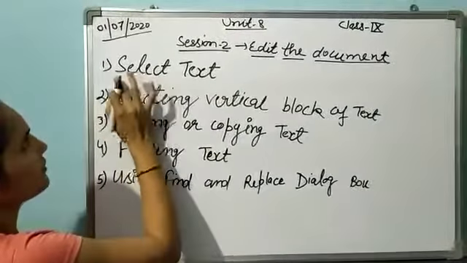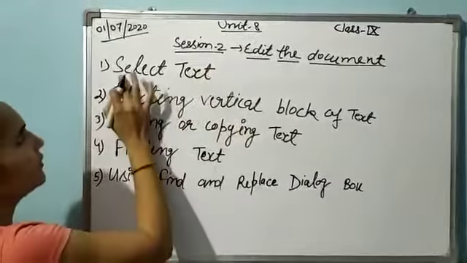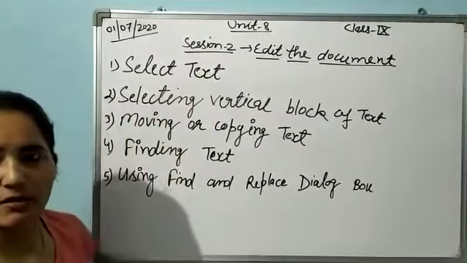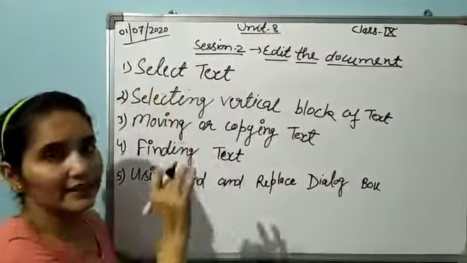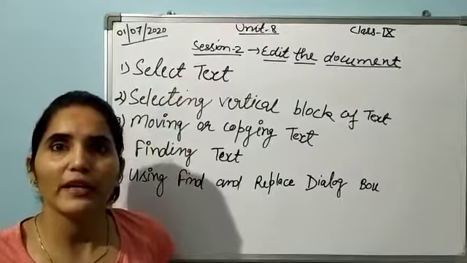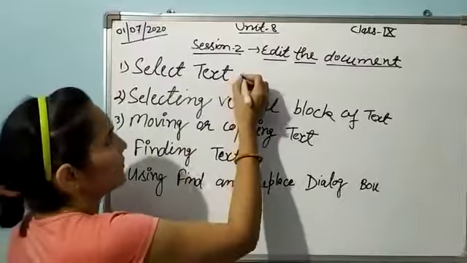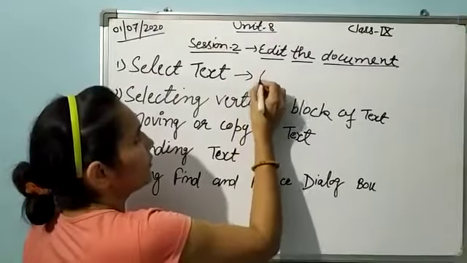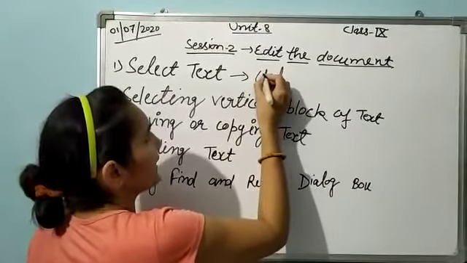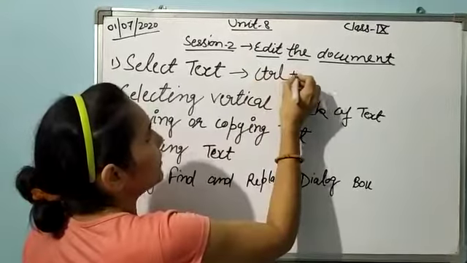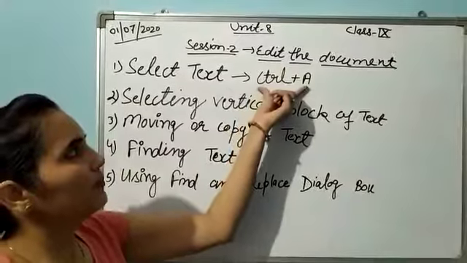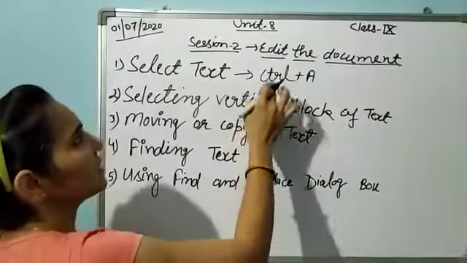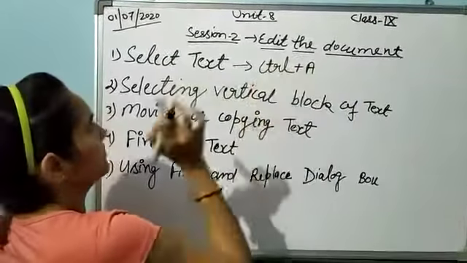Now in this session we shall do the following points. First one is select text. Means if we want to do any modification on data, for that we have to select the text, and for that we use the shortcut key, that is Control plus A. With the help of Control plus A, we can select all the data.